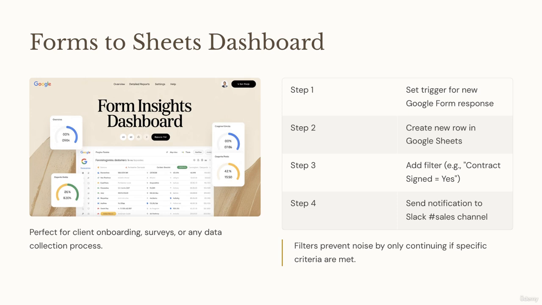Want to take it a step further? Add a filter step. For example, only continue the Zap if contract signed is marked as yes. Then you could send a Slack message to your sales channel. New client onboarded, details logged. This flow helps you stay on top of real-time events without being glued to your inbox or spreadsheet.